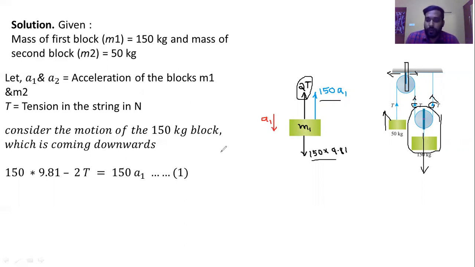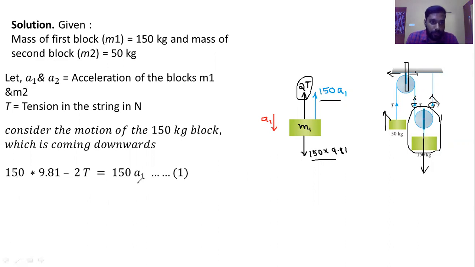Okay, what is the equation? The body is going down, coming downwards, so we take the forces in the downward direction as positive: 150 into 9.81 minus 2T minus 150 A1 equal to 0. Otherwise you can use D'Alembert's principle, that is, all the external forces acting on the body will be in equilibrium with the inertial forces. The LHS is all the external forces acting, and the RHS is our inertial force, 150 A1.